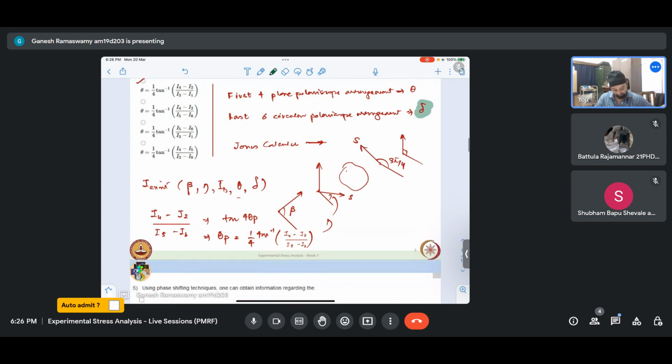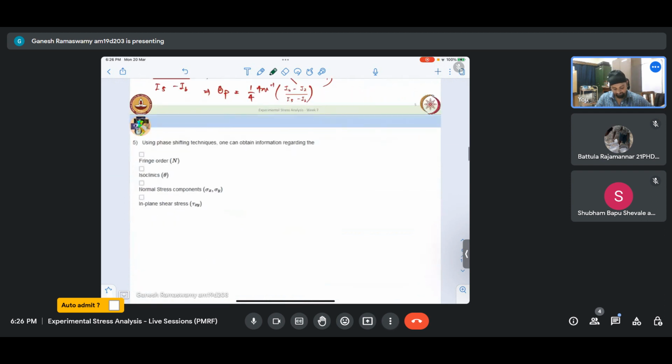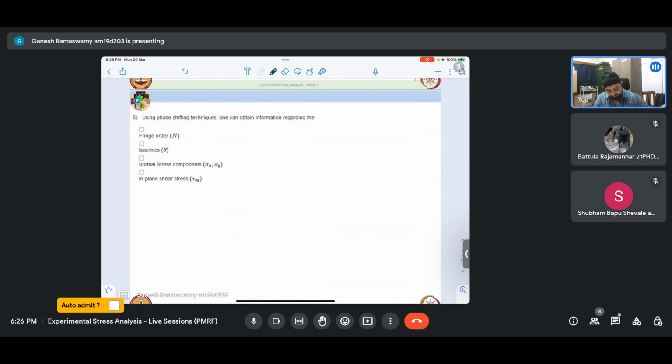Okay, so I take it that that is clear. Using phase shifting techniques, one can obtain information regarding which of the following. So anyway, we know that delta and theta can be measured, and there are algorithms and ways and means to obtain stress separation also.